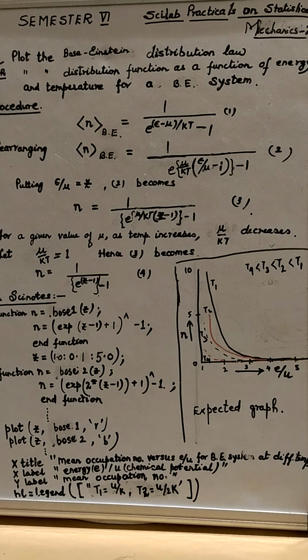We write the mean occupation number, which you know what it means, and this time there is a suffix B, which stands for the Bose-Einstein system, and the expression is 1 by e to the power (epsilon minus mu) by kT, and the whole thing is followed by a minus 1. If I rearrange and take out mu by kT, this becomes epsilon by mu minus 1, and outside the curly brackets we have this minus 1 again. This is expression number 2. This comes just by rearranging equation 1.